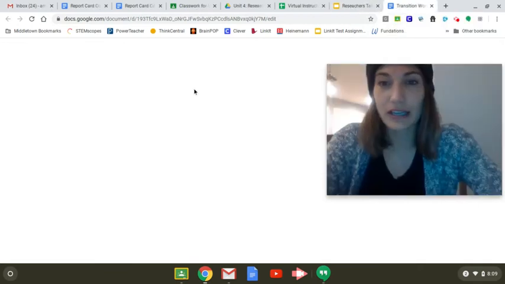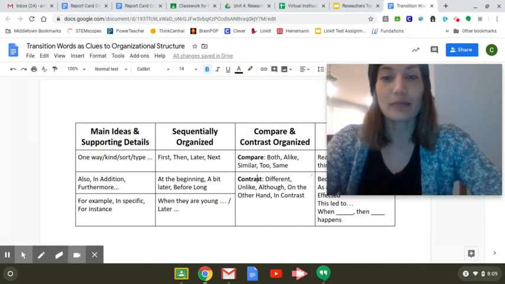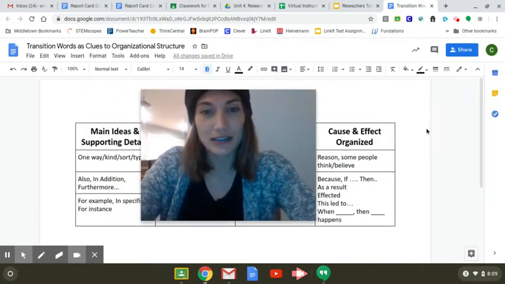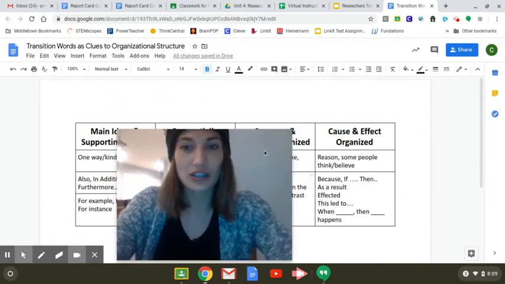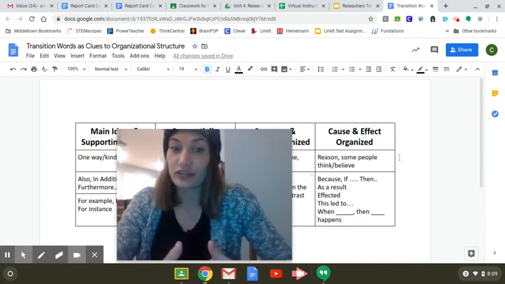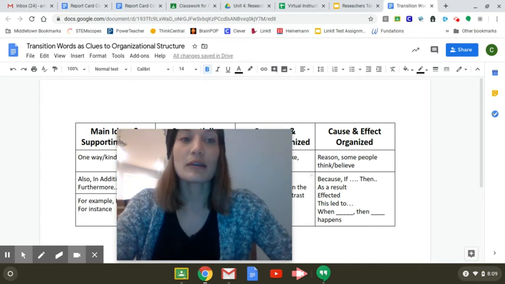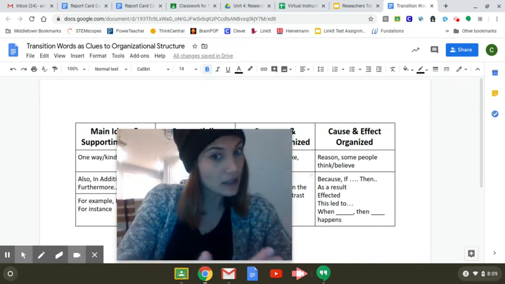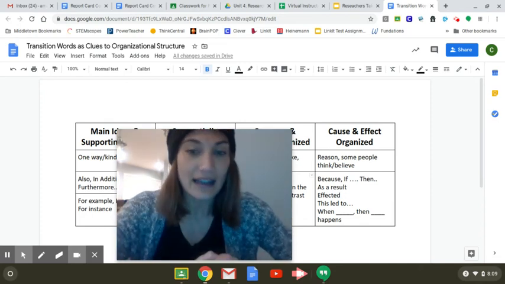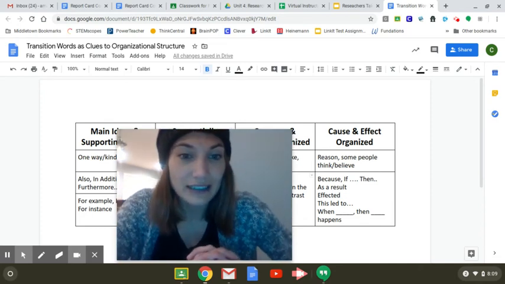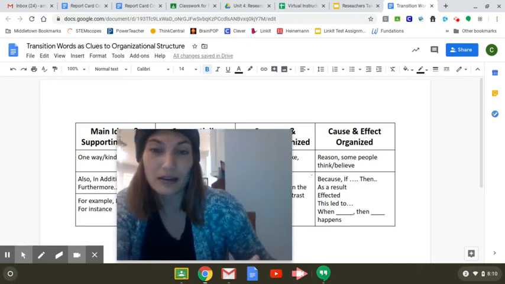All right, just like how there were keywords to look for boxes and bullets, sequential, compare and contrast, there are keywords or signal words that we can look for in cause and effect. So maybe they say the reason for this is, or some people think or believe. Maybe they say because this happened, or if this happens, then this will happen. As a result, affected, this led to, when blank, then this will happen.